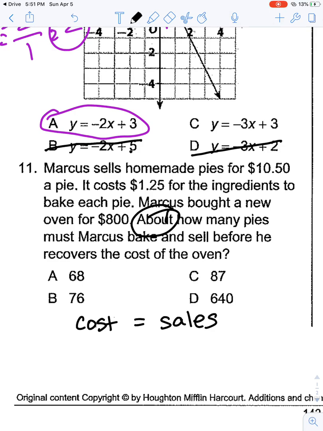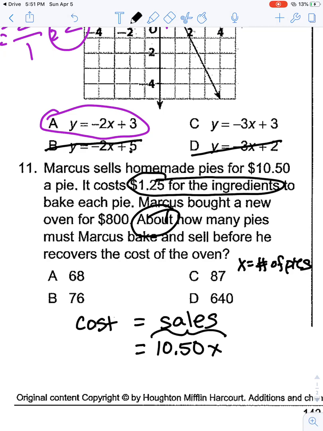So let's look at each of these numbers and figure out, are they part of the cost or are they part of the sales? So Marcus sells homemade pies for $10.50 a pie. That's how much he gets in. So that's sales. So we're thinking $10.50 times each pie that he sells. Let's just call that X, where X is equal to the number of pies. Okay. So all the sales that he makes comes from the $10.50 times X. Now the cost, he's got two costs going out. He's got the ingredients cost per pie, and he's got this $800 cost.